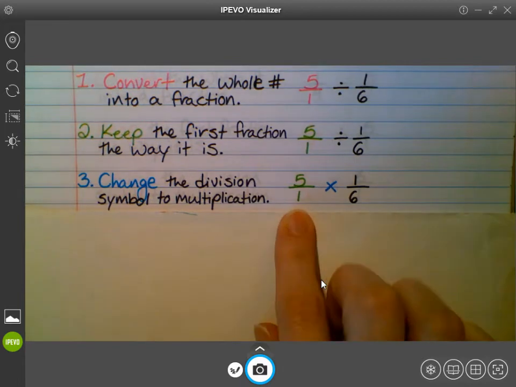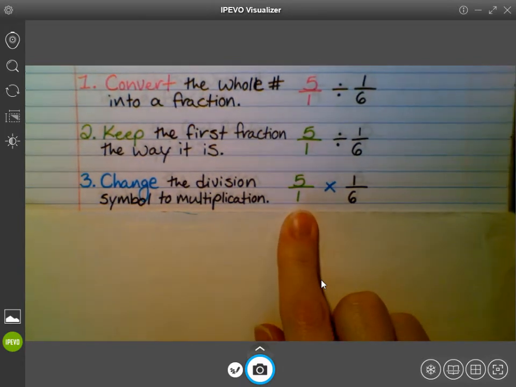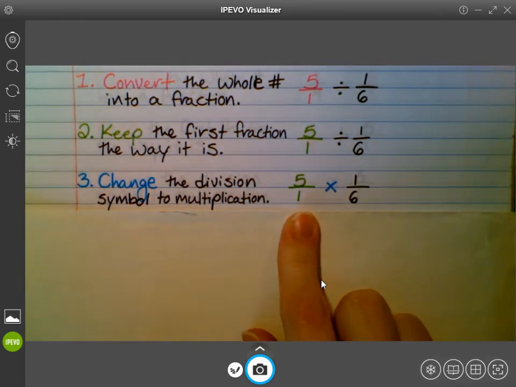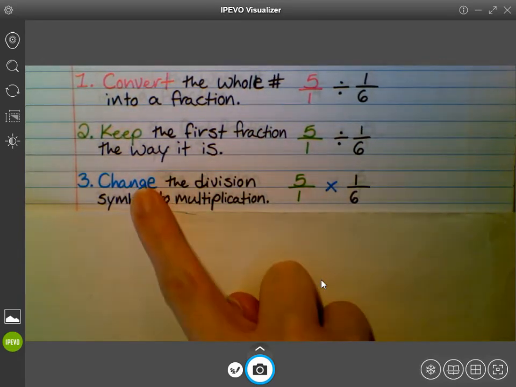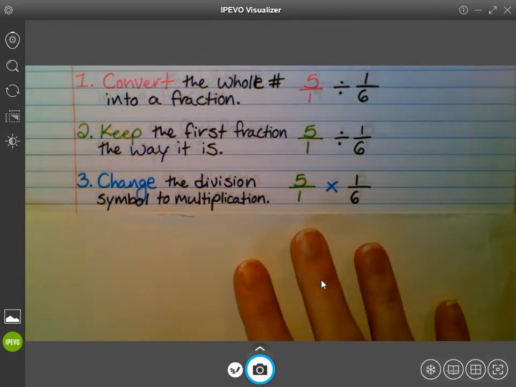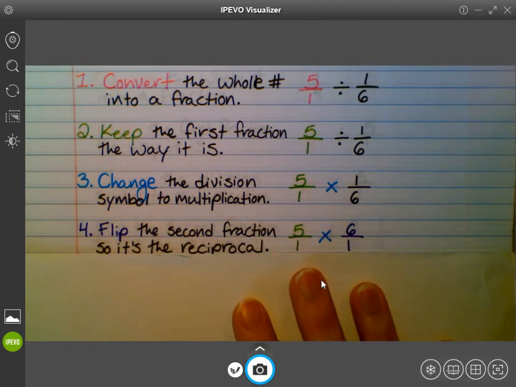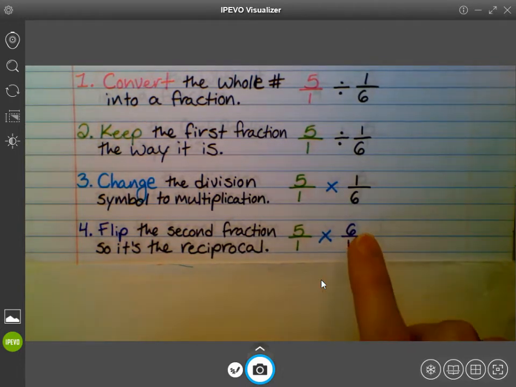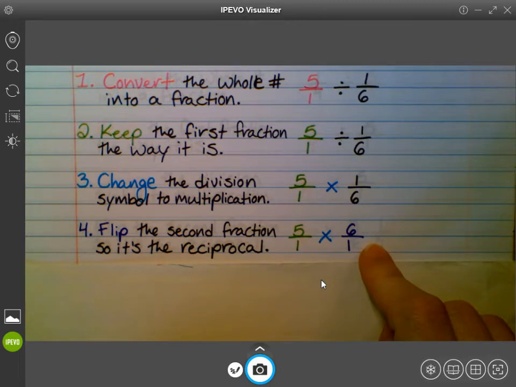No, I'm showing that we did that in step 2. That's why I kept it green. Does that make sense? Yep, and then the multiplication's blue to show us changing it. So then step 4, and this is why this works. Our fourth step then is to flip the second fraction so it's the reciprocal. So the reciprocal is like when we take 1/6 and we flip it into 6/1. That is called the reciprocal.